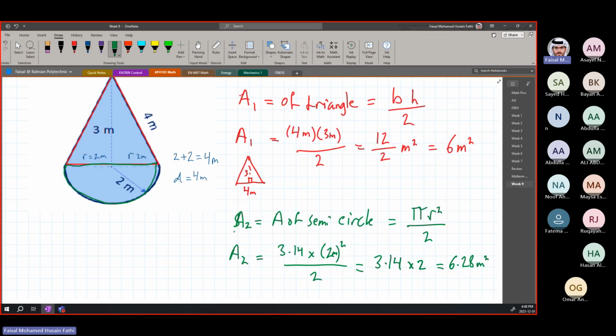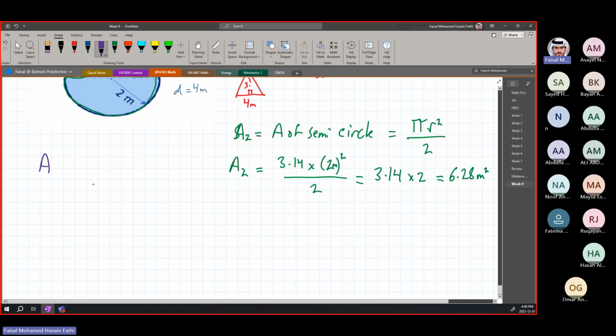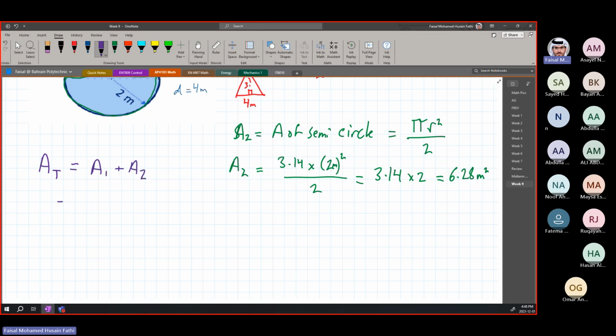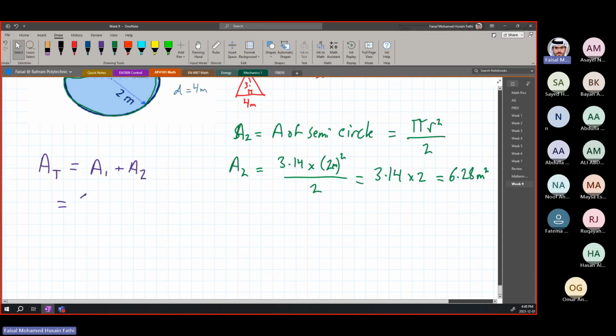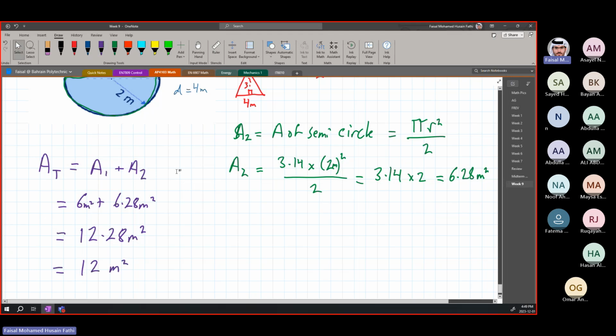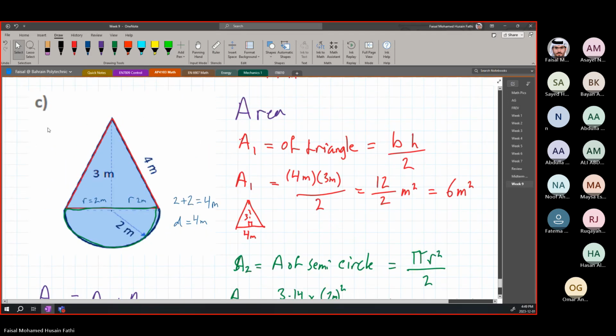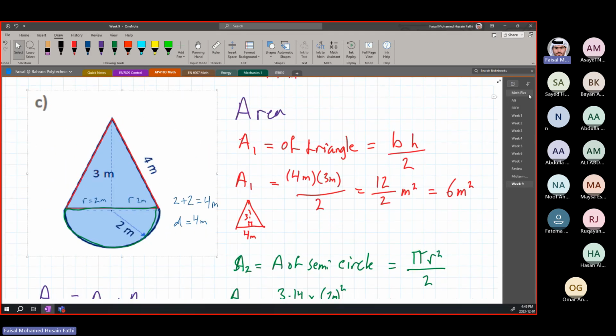Now we found area 1, area 2. Area total is simply just adding both areas. So A total is going to be equal to A1 plus A2, which is equal to 6 meters squared plus 6.28 meters squared, which is going to be equal to 12.28 meters squared. Again, you have to round to the nearest whole number, which is going to be 12 meters squared. And that's it. We found the perimeter, and we found the area. Any questions about this part?